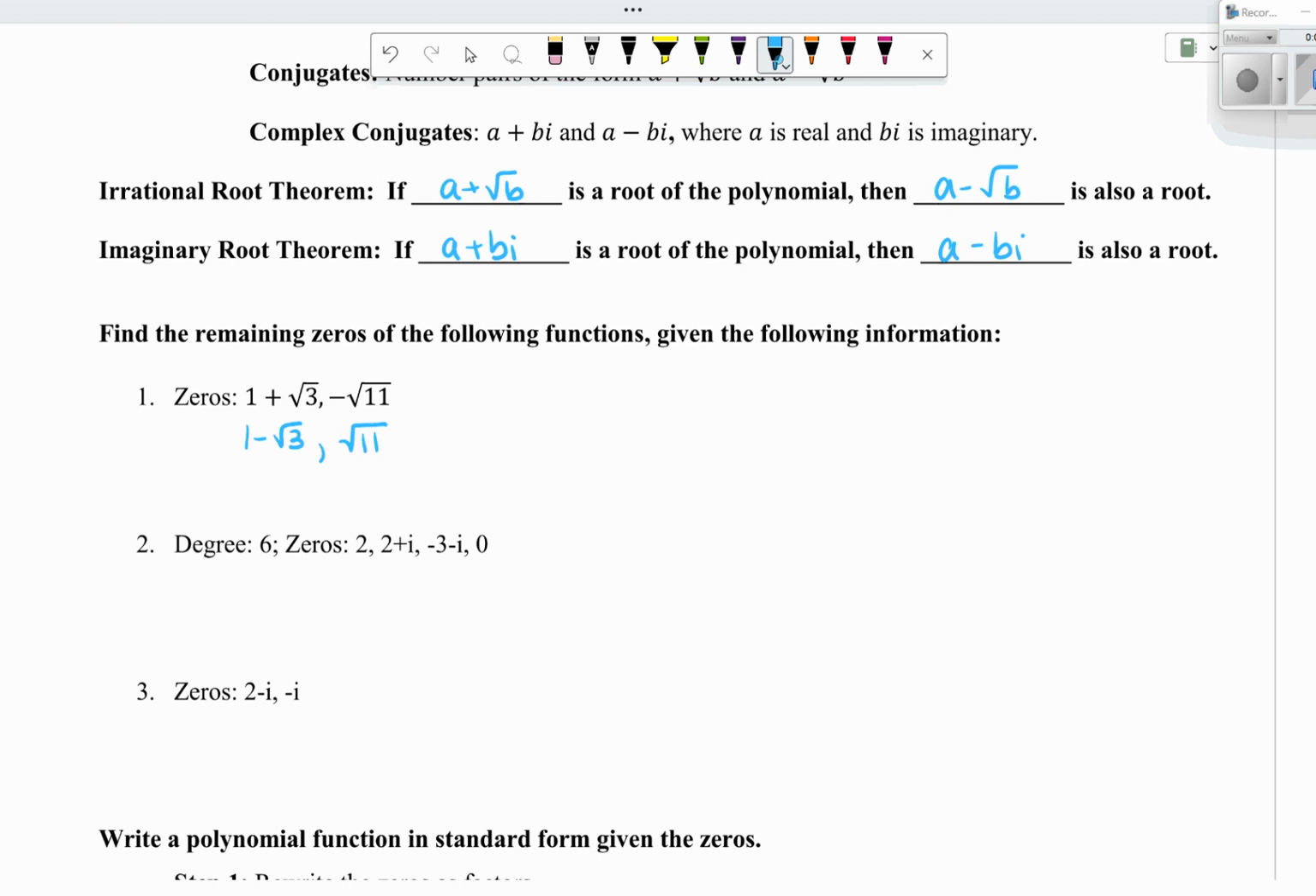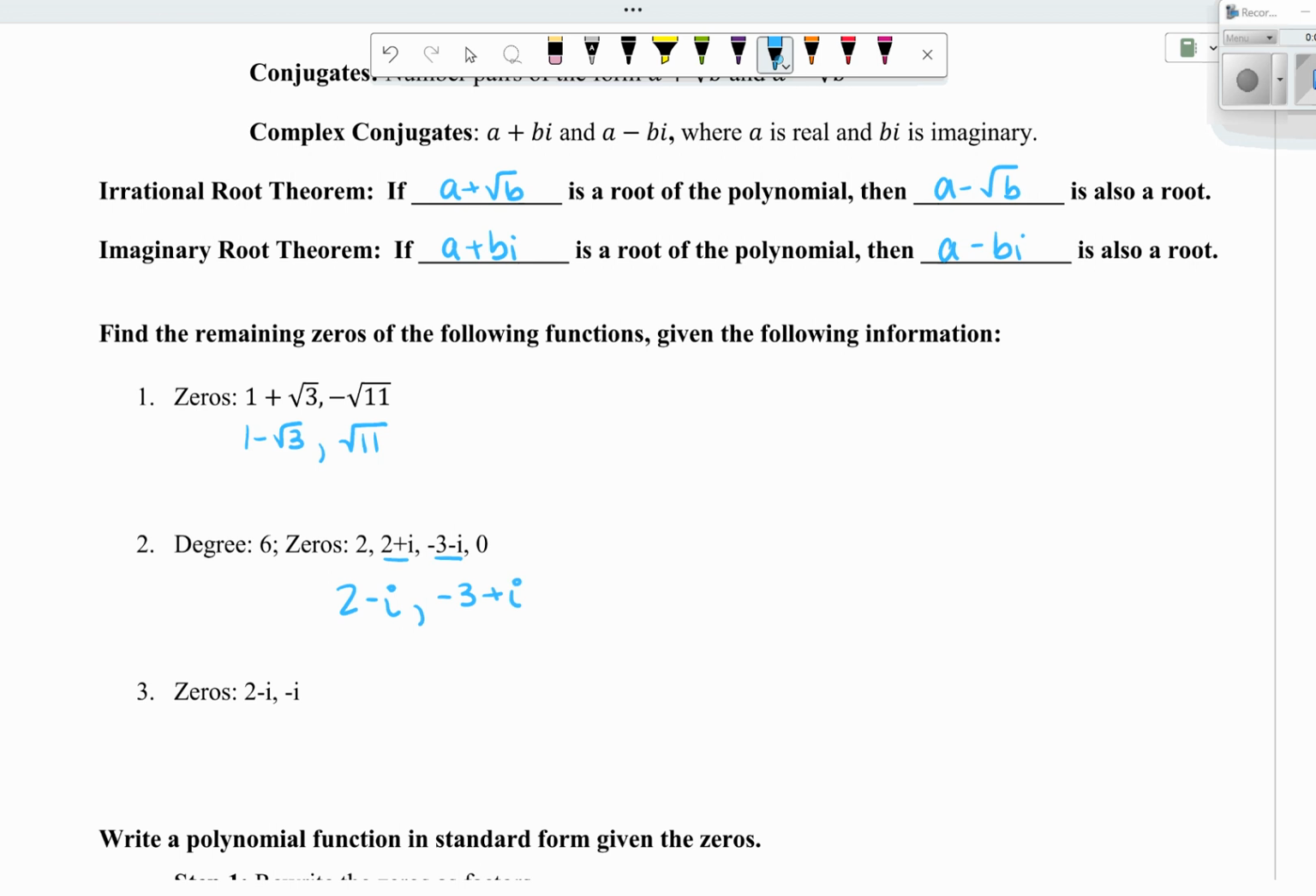Then looking at the next one, this says degree 6 and the zeros are 2, 2 plus or minus i, negative 3 minus i, and 0. In this case, the only additional roots we would have would be for the ones with the i's. So that means 2 minus i is a root and negative 3 plus i.